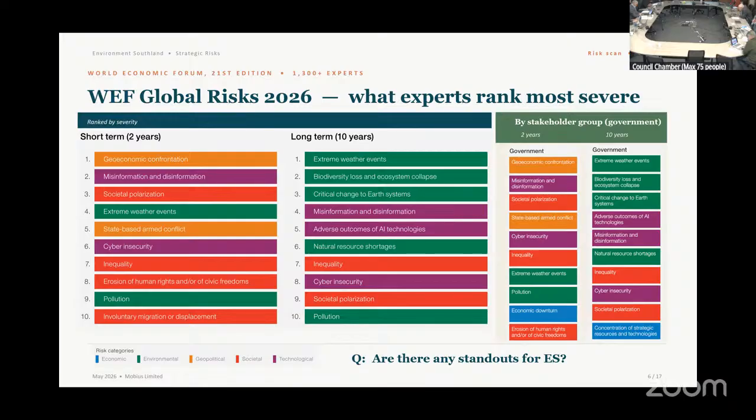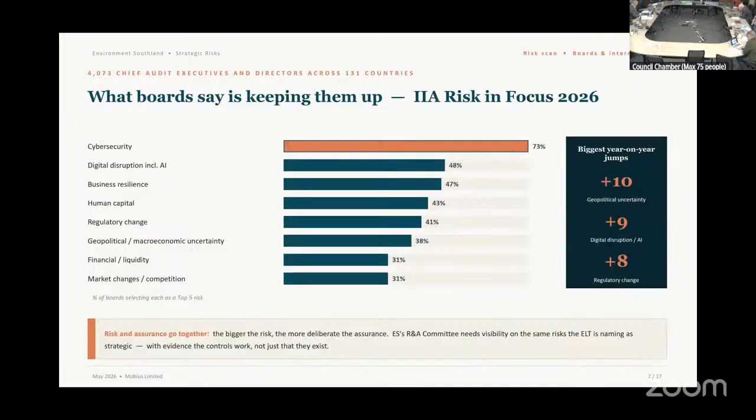The other one we'd like to look at is what the Institute of Internal Auditors are talking about, because that's where you're looking at risk and assurance. As governors, you'd want to see some assurance over some of your key risks. Their latest report covers the things that are keeping them awake at night. There are some of those more classical things like cybersecurity, but also more around digital disruption, business resilience, and human capital. Geopolitical uncertainty has been one of the bigger jumpers from what they were forecasting last year, along with digital disruption around AI.